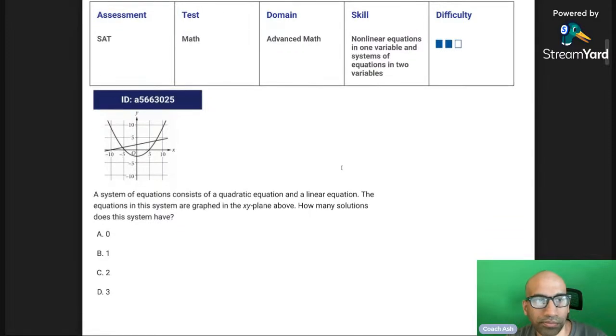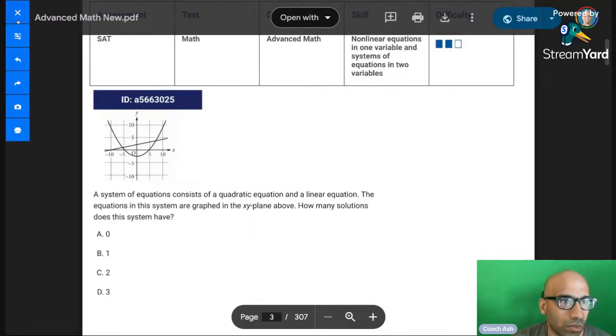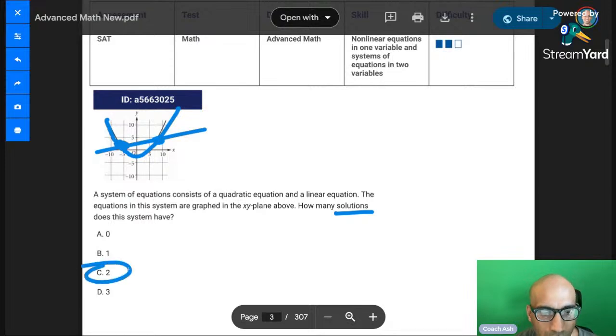So let's see how we can solve this one. Remember, this is SAT test prep. One of the easy questions is to look at how many solutions the system has. The solution that the system has is basically just another word for how many ways this line cuts this line here. Do you see it? It cuts it here because you've got this curve and this curve. So it cuts it here and it cuts it here. And that's it. So the answer is 2.